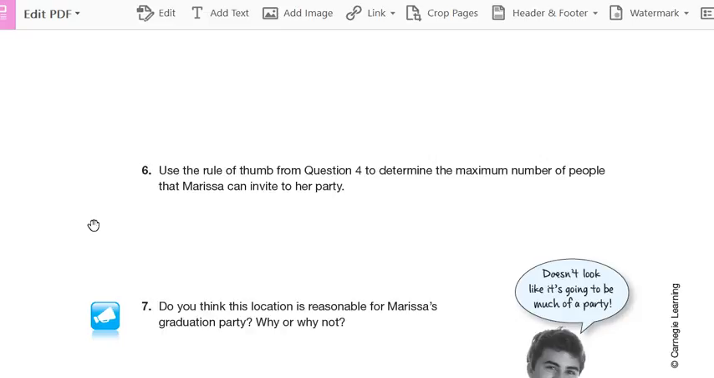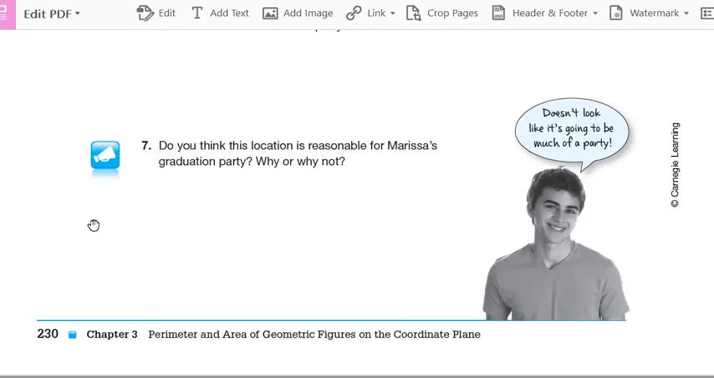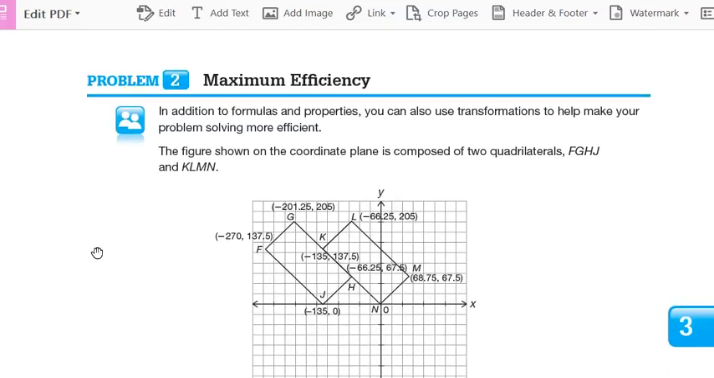Then it says use the rule of thumb to determine the maximum number of people. So you're going to have the total area you found above, which is one length times the other length, and then divide by 36. And he's telling you right here, it doesn't look like it's going to be much of a party. So you're going to have to find the area, but it sounds like maybe she's only going to have room for a few friends.